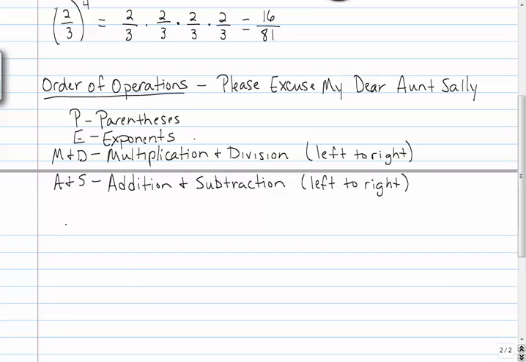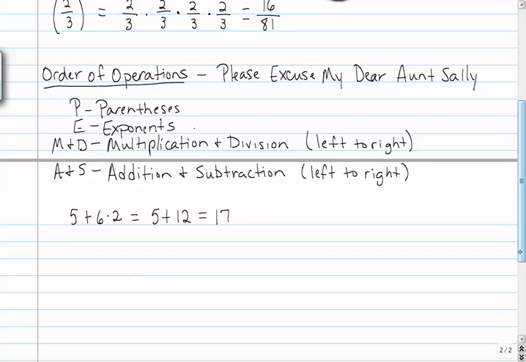Okay, so let's do some examples. Let's do 5 plus 6 times 2. You're going to do your multiplication first, right? You have addition and multiplication there. You know your multiplication comes first. So that's 5 plus 12. And then 5 plus 12 is 17. So that equals 17.